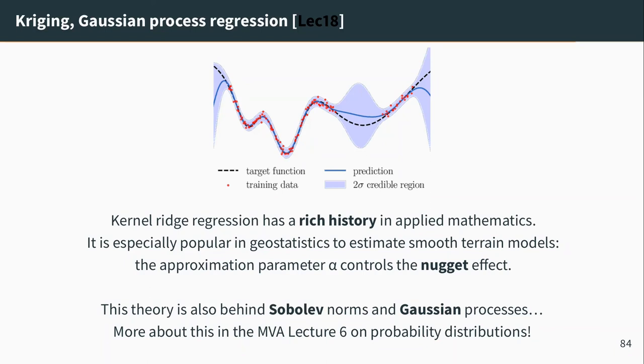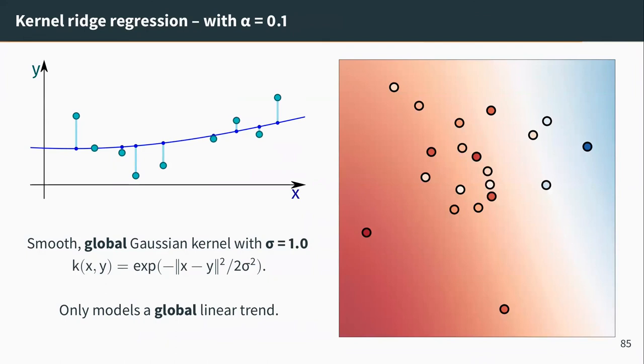But that's fine. So now let's just look at pictures. I mean, it works exactly as we expect. So if you have your data points and you say that you're going to use a very smooth global Gaussian kernel with a radius which is equal to the diameter of the configuration.